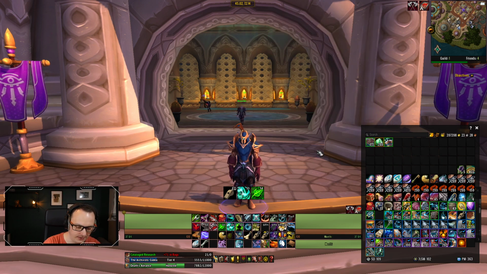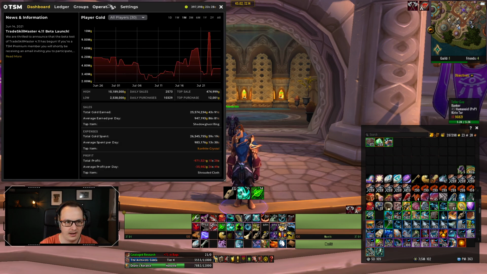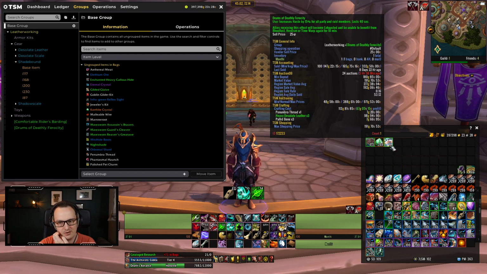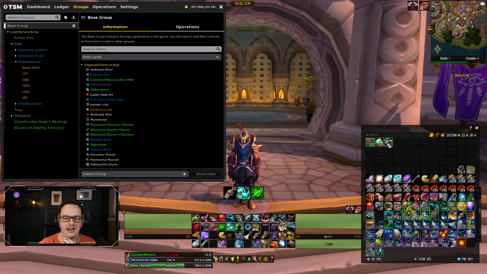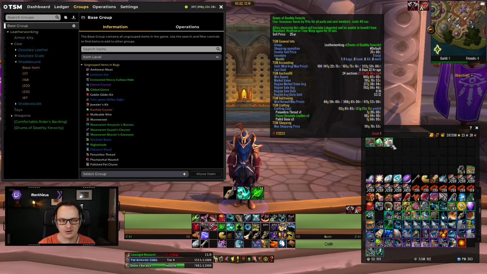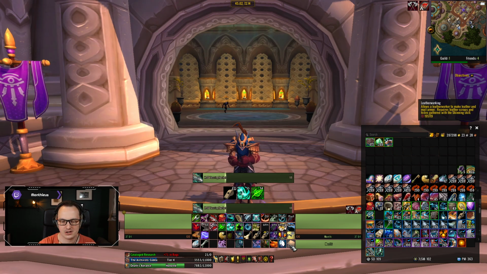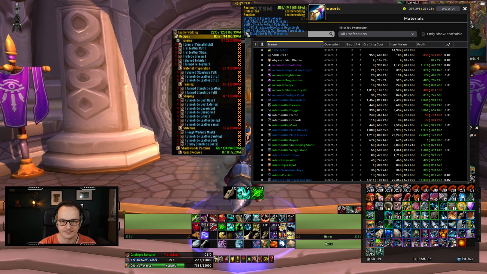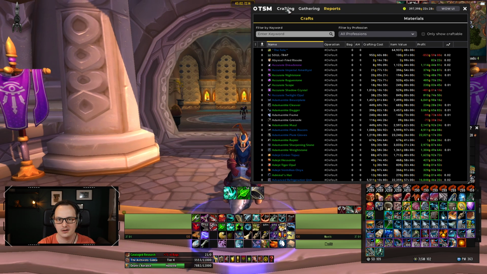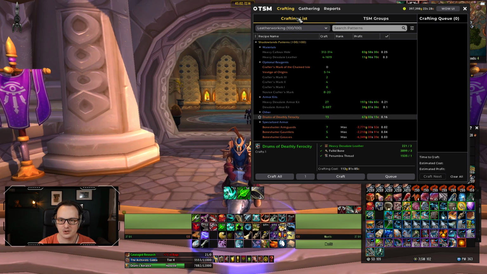One common thing I see very frequently with TSM is people complaining that the crafting price is wrong. This is usually because they haven't understood where the material prices are coming from. If I actually open the profession real quick, if you open your profession window, you'll see that you have 3 tabs across the top. You have crafting, gathering, and reports.